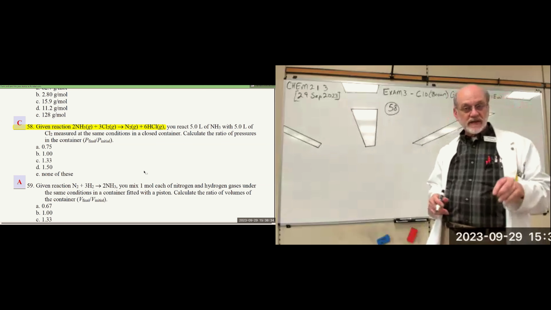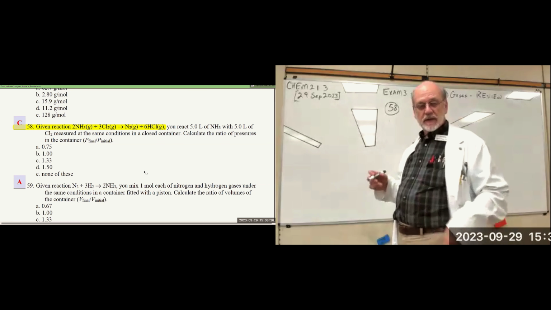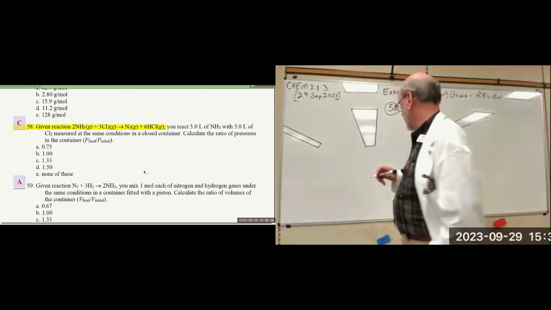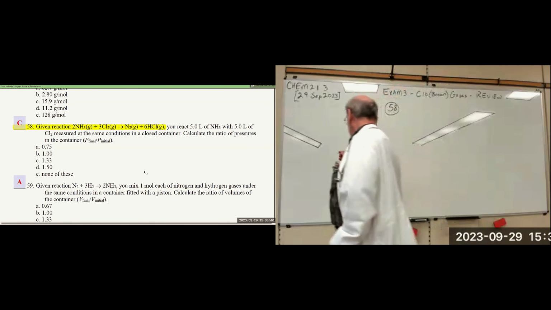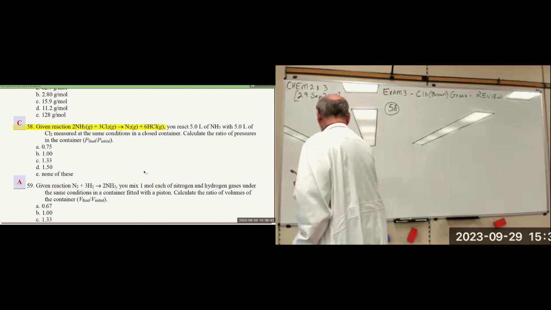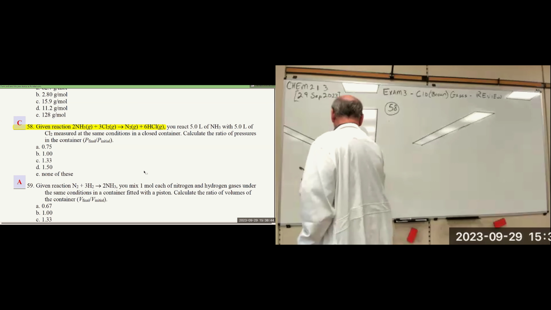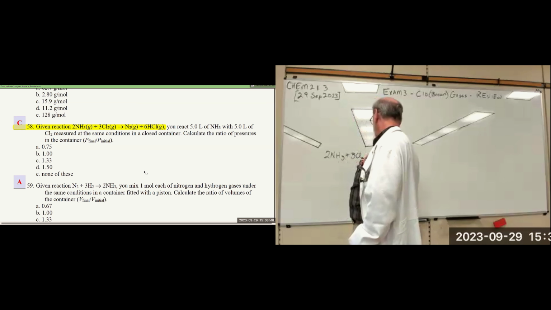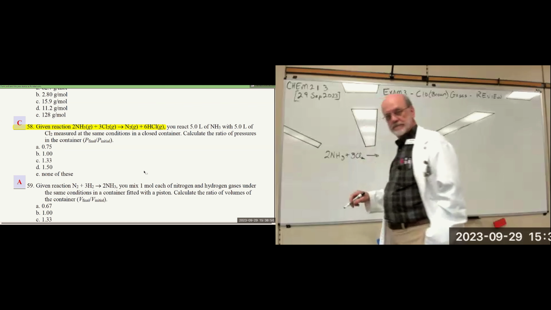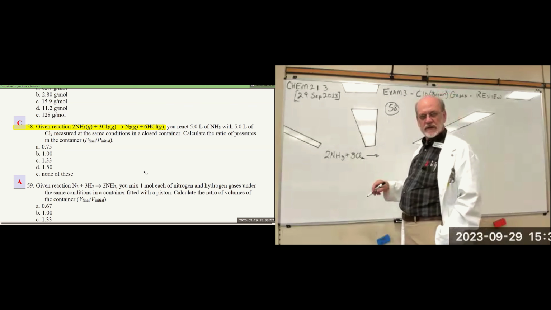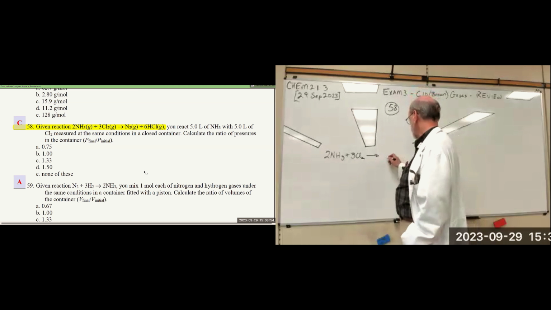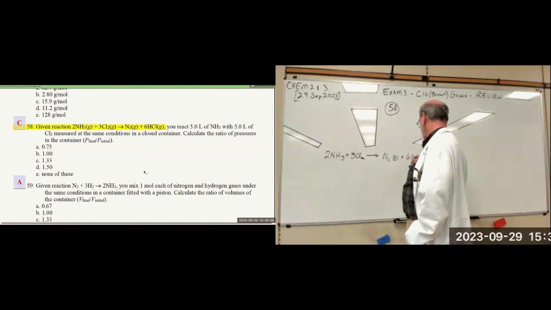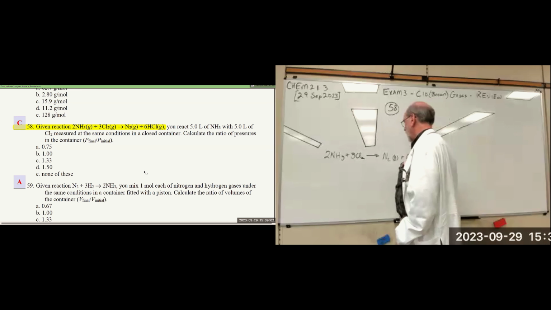Given this reaction, and they've balanced it for us already, 2 ammonia and 3 chlorine. 2 ammonia plus 3 chlorine gas yields nitrogen and 6 hydrogen chloride gas. These are all gases.